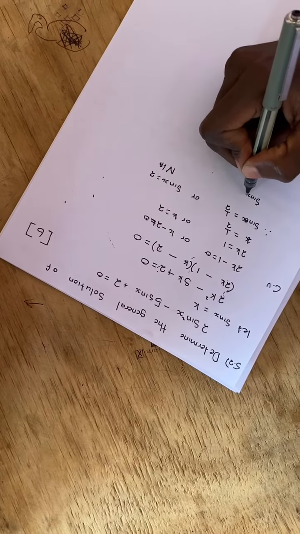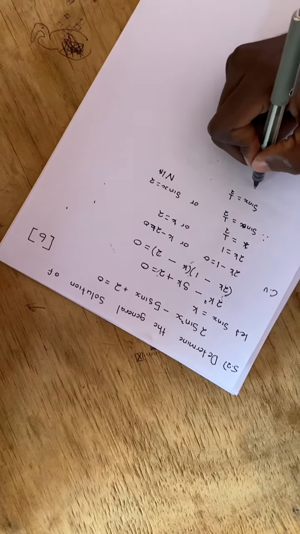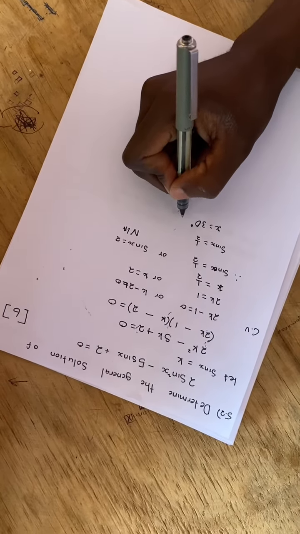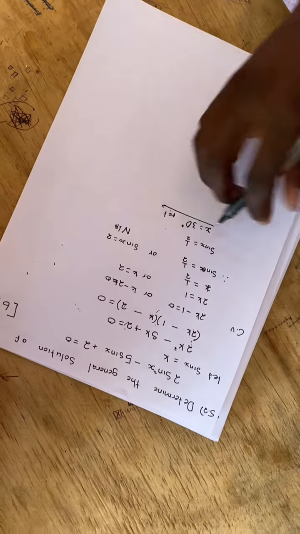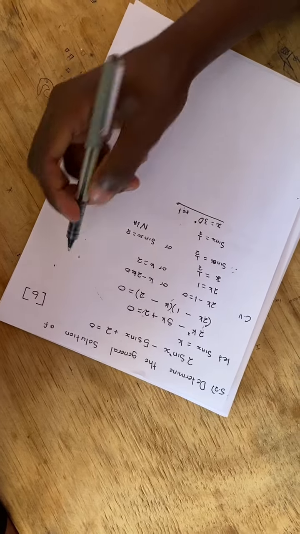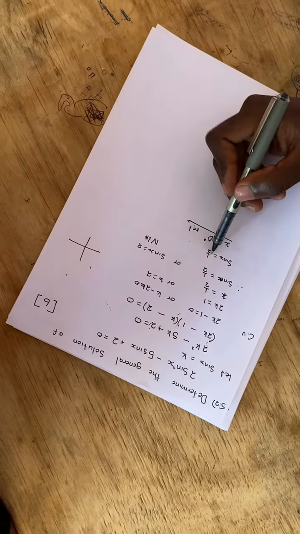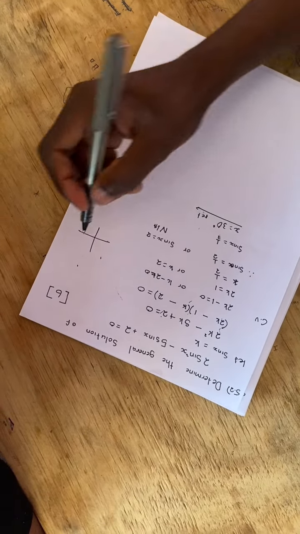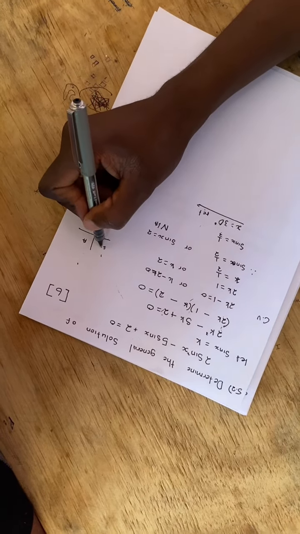Sine x is equal to 1 over 2. Then you shift this one. It will be x is equal to 30 degrees, which is our reference angle. This is not the actual answer. Then you have to look for where sine is positive. Since it says sine x is equal to positive 1 over 2, sine is positive in the first quadrant and sine is positive in the second quadrant.